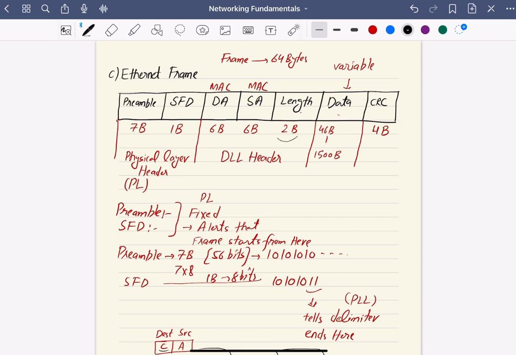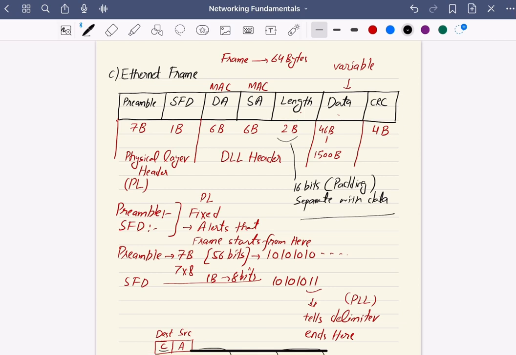Length, which is 2 bytes. 2 bytes means 16 bits. So it's going to be 16 bits. This is just the padding. And why do we put the padding? Just to separate it from the data. Data should not get confused with the source and destination MAC addresses.